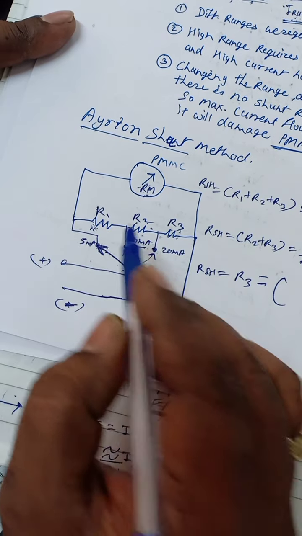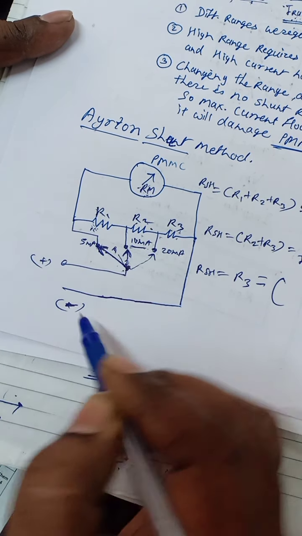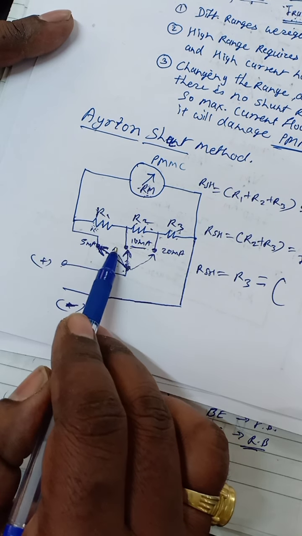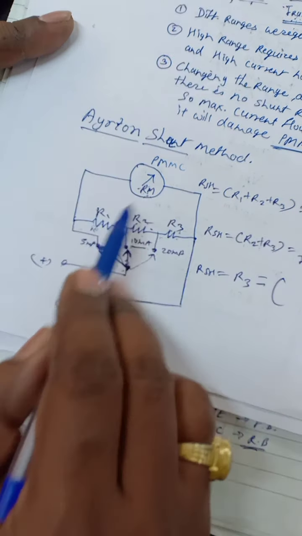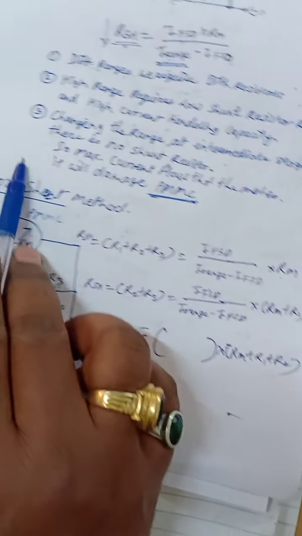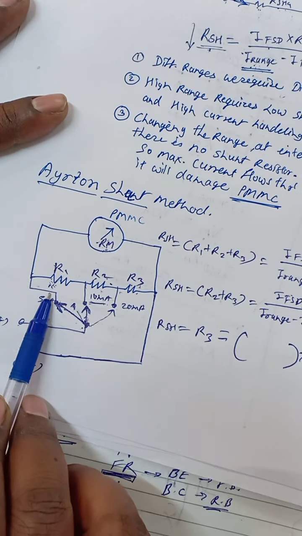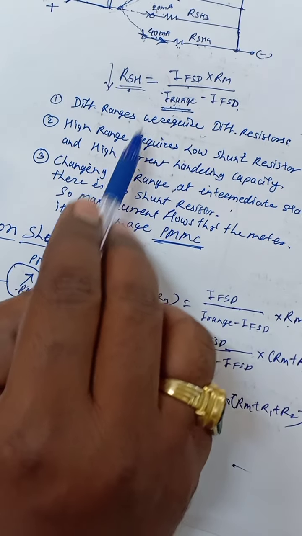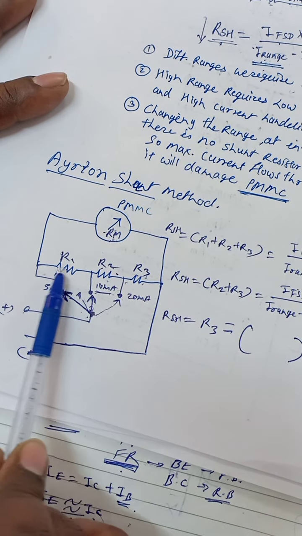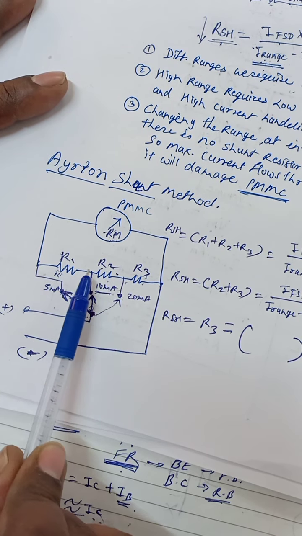If we change the range at the intermediate time, we are supplying a current from this side. So at the intermediate time there is no current supplied to this meter or RSH. So this advantage is removed with this setting, and these two advantages are also removed with this arrangement, because at the same time as RSH decreases, RM also increases.